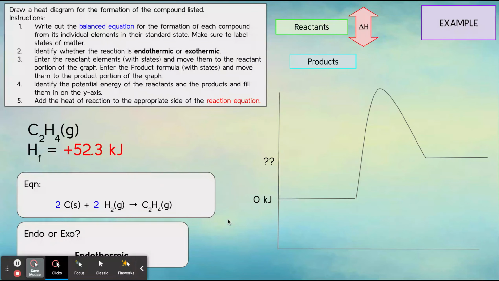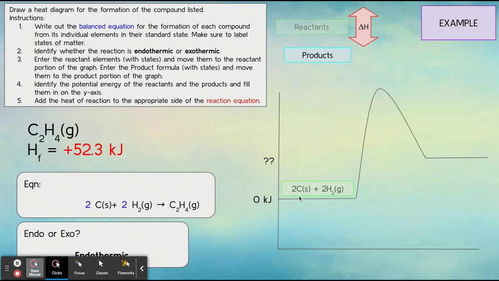Okay, and so what that means is that the enthalpy of my reactants is going to be lower than the enthalpy of my products. My products are going to end with higher energy than my reactants started with. Okay, and so as we fill in our graph, our reactants are going to be here, 2C solid plus 2H2 gas. Okay, and they're starting at 0 kilojoules, right? This is the standard state of both of these.